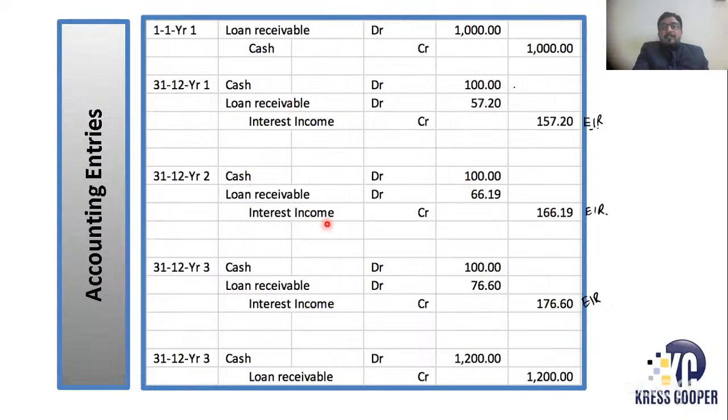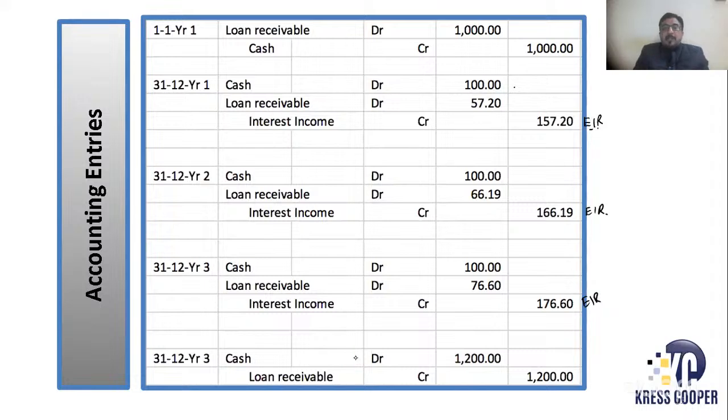Again, cash 100, income 166. The difference is taken to loan receivable. Again, cash 100, income 176. Based on EIR, the difference is taken to receivable. So the receivable is inflating over time with the difference of effective interest and the coupon interest, and then finally it will be received in cash, 1,200 on maturity.